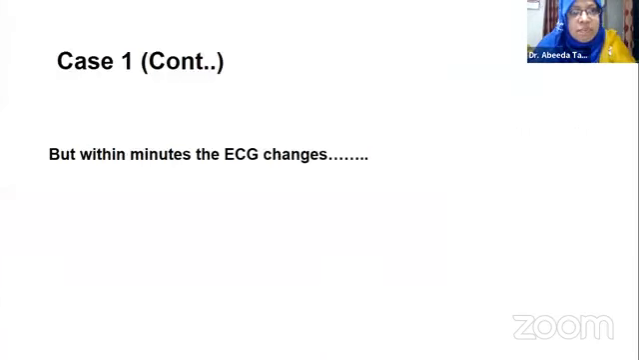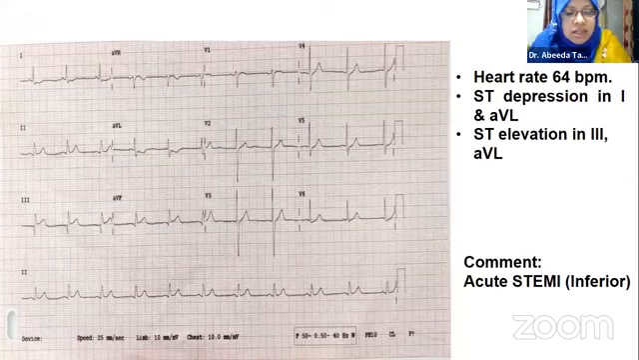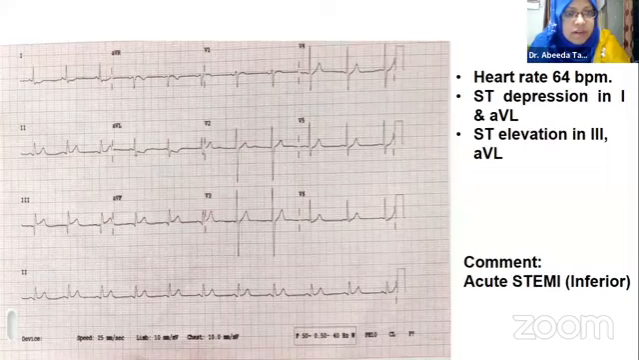If we zoom it out, we can see that there is ST elevation in lead 3 and lead aVF, and in lead 1 and aVL there is also ST depression. So what is the comment regarding the ECG? We diagnosed this patient as a case of acute ST-elevation MI, inferior.